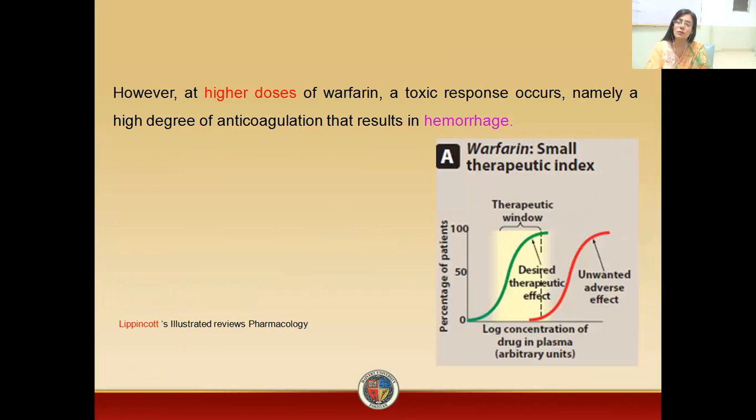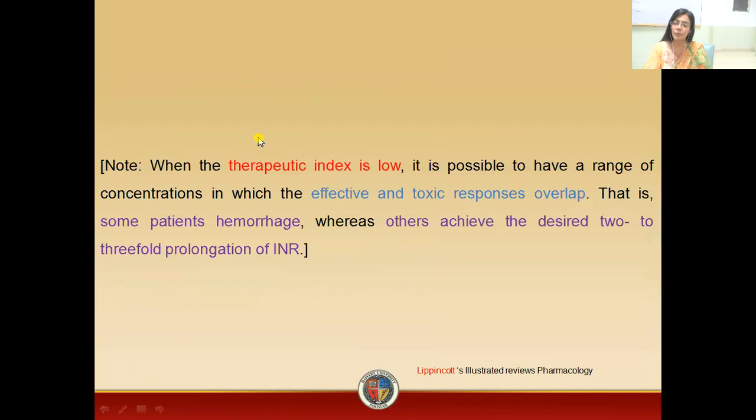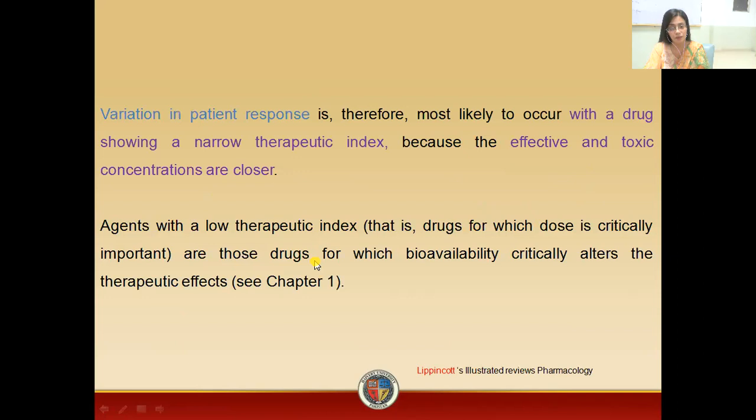As we know, warfarin has a narrow therapeutic index. So there is a possibility that in certain patients, an increase in dose may result in hemorrhage. In some cases, the effective dose and toxic dose overlap. So in some patients there may be hemorrhage, whereas in other cases there will be a 2 to 3-fold increase in INR, that is the desired effect. So the patient response will definitely affect the drug activity or effectiveness.